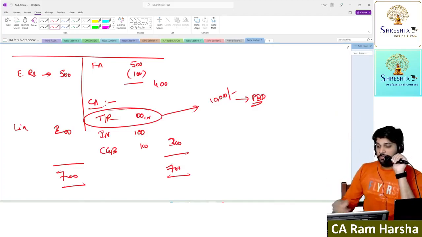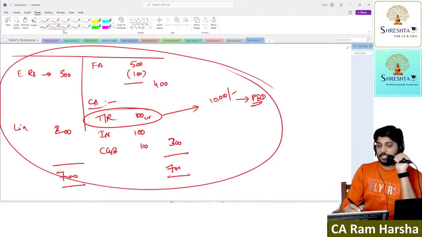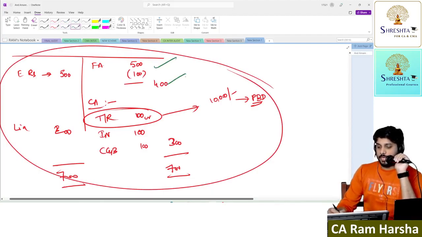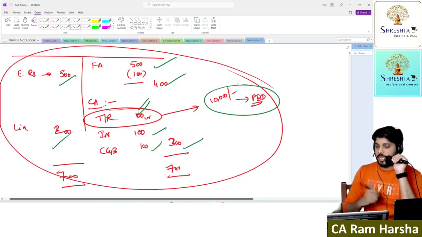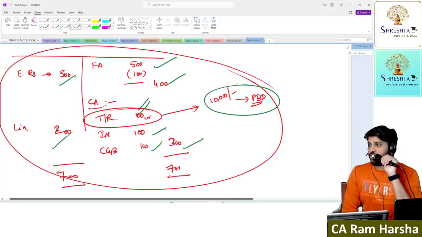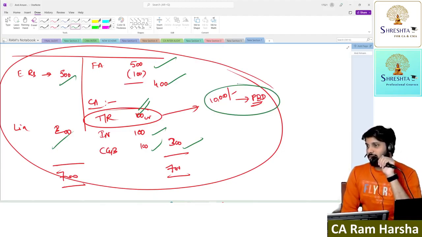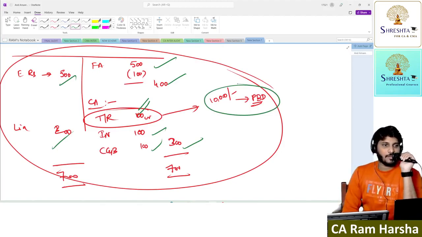Yes. Now, which opinion will I give? Remaining all are correct. These are all correct. Even the remaining part of the trade receivable is correct. Only this 10,000 I have a problem with. Which opinion will I give? Dear shareholders, don't believe this balance sheet. People, the company is cheating you. Can I say this? Which opinion will I give?